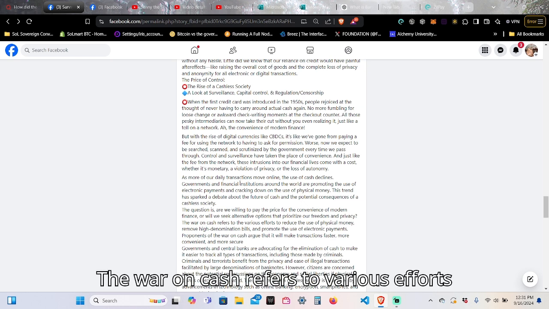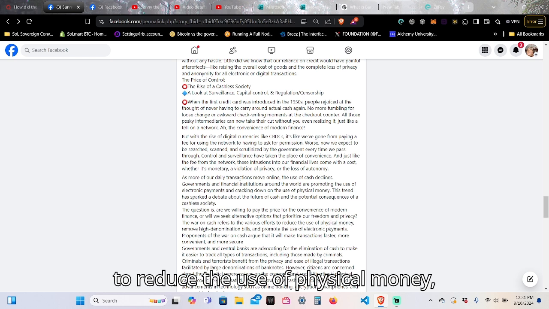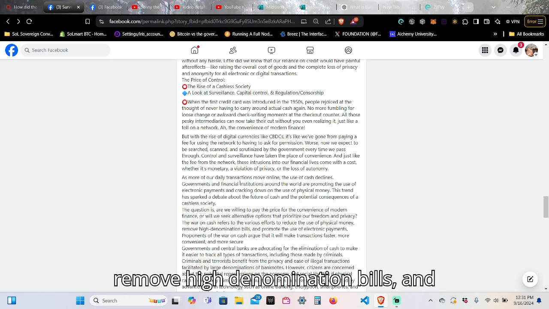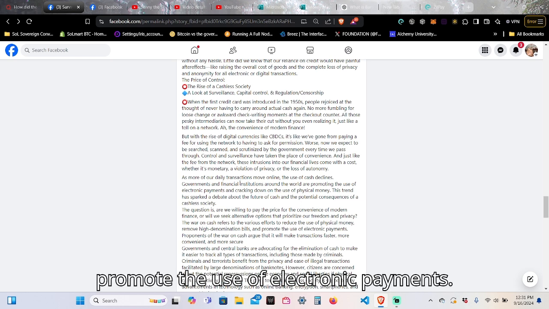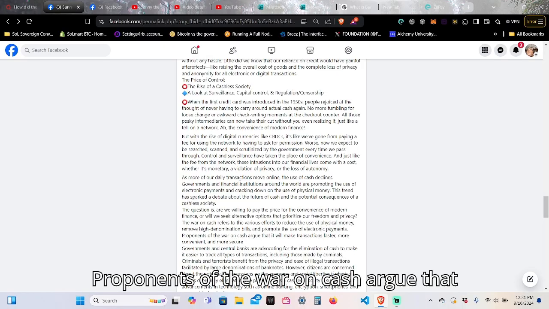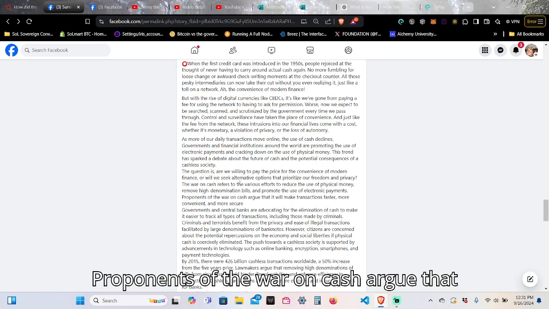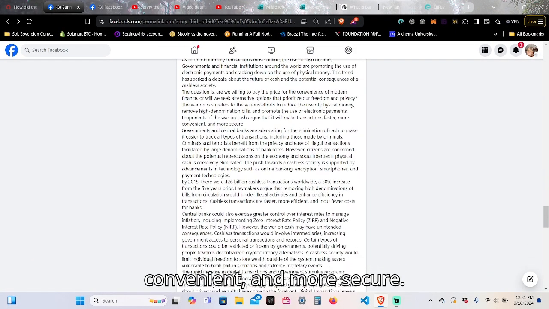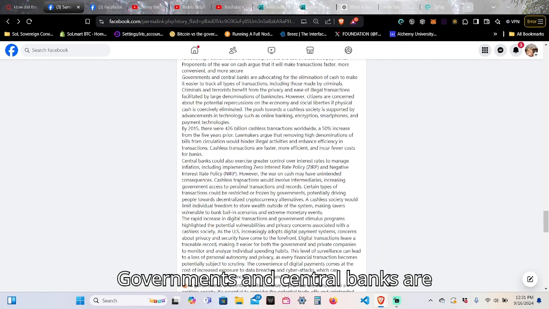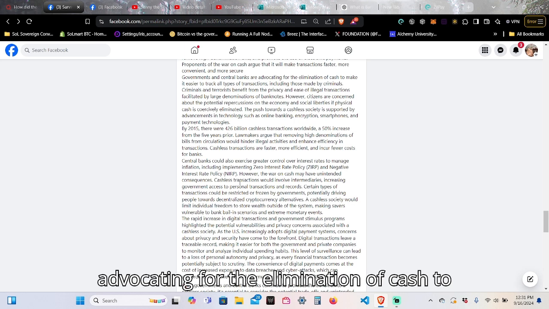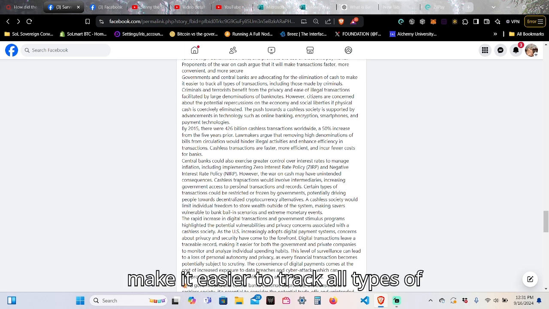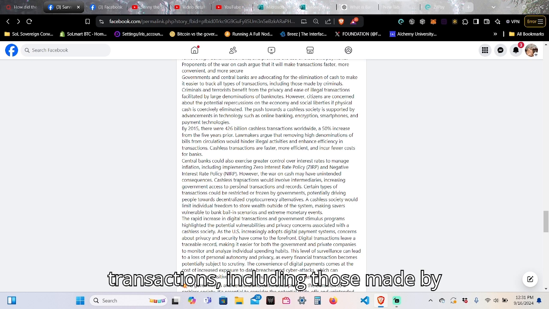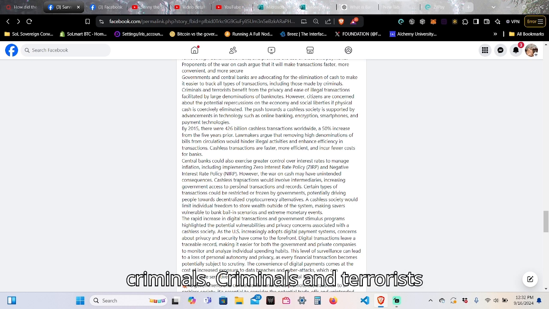The war on cash refers to various efforts to reduce the use of physical money, remove high denomination bills, and promote the use of electronic payments. Proponents of the war on cash argue that it will make transactions faster, more convenient, and more secure. Governments and central banks are advocating for the elimination of cash to make it easier to track all types of transactions, including those made by criminals.